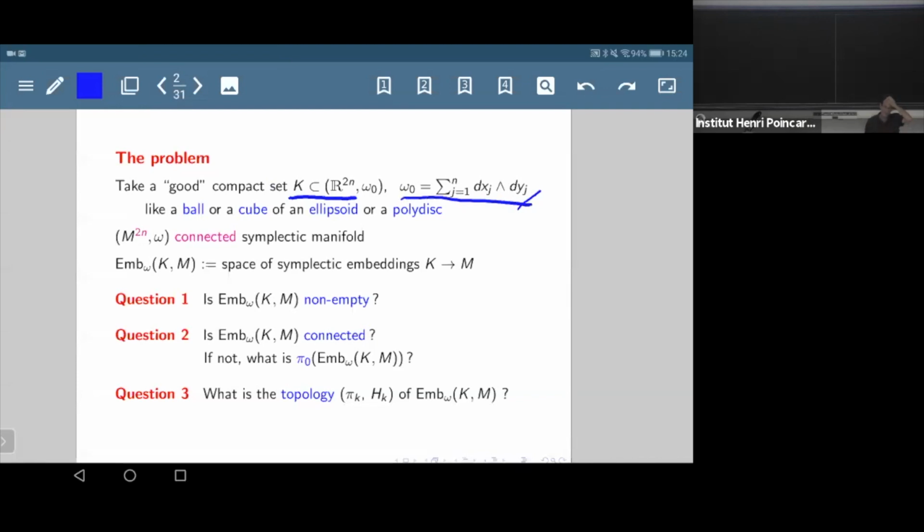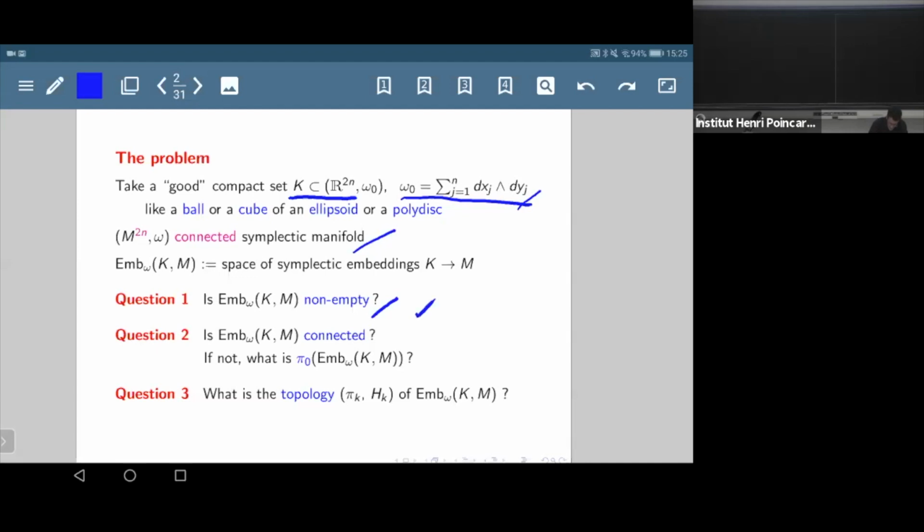The boundary may not be smooth, but take something convex or a polydisk or an ellipsoid or a disjoint union of such things, and you take also a target symplectic manifold. And since the domain is connected, I want it to be connected. And I look at the space of all symplectic embeddings of the domain into this fixed target. Okay? So there are essentially 3 questions you can ask. The first one is, you want to understand whether this space is empty or not. Only then the other questions make sense.